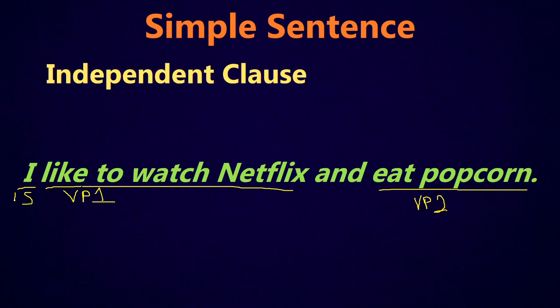But you'll see that I've only got one subject here. So even though there's two verbs, two verb phrases, because there's only one subject, this is still a simple sentence. So this is something to pay attention to when we look at compound sentences. Because compound sentences are going to look similar to this, but there's going to be a big difference.